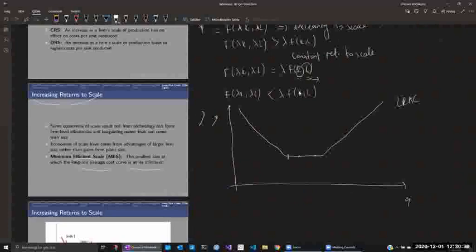So here, since I am talking about the long run, increasing production can only happen by increasing the scale of production, because in the long run, I can change both capital and labor, right? So what happens here is that as I increase my scale of production, I see that long run average costs are decreasing. So this part, what we observe is increasing returns to scale.